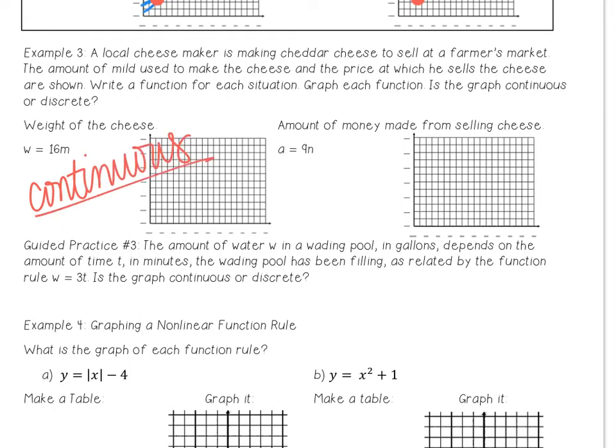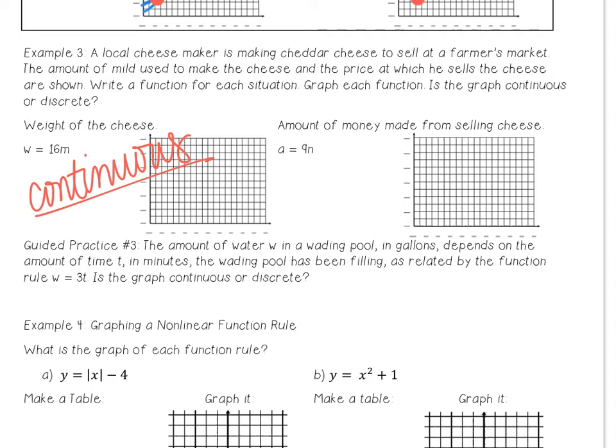And then the amount of money made from selling cheese. So he's selling wheels of cheddar cheese. Have you ever seen a wheel of cheese? It is 1 piece. And how much money he makes depends on how many wheels he sells. Now, he is going to sell a wheel at a time. People are not going to come up and say, hey, I want a half a wheel of cheese.